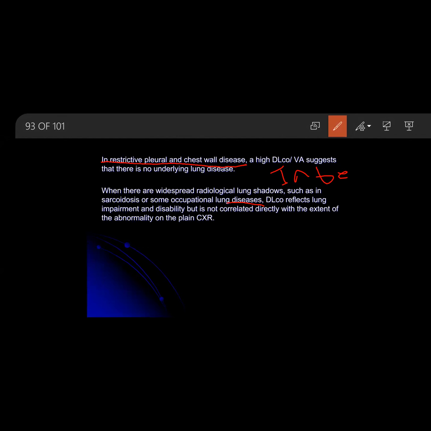So when we have an abnormal lung diffusion of carbon monoxide in the setting of an abnormal X-ray, we always consider impairment and disability of the alveolar membrane. And when we have an obstructive pattern, the patient with low diffusion is considered to have emphysema. A patient with high diffusion is considered to have asthma.